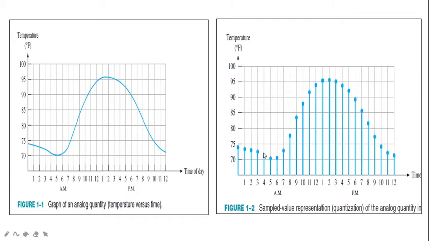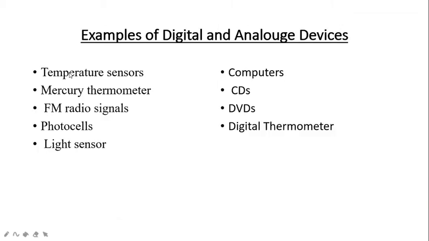Temperature sensors are an example of an analog device. However, other devices are the mercury thermometer, which we use to measure the temperature, and the FM radio signals, the photocells, and the light sensors. These are the examples of the analog devices.